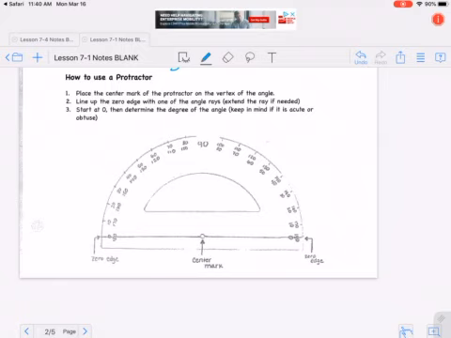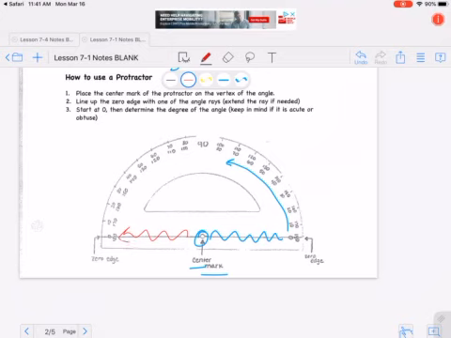If you were using a protractor and you knew how to use one, the first thing is you would place the center mark of the protractor on the vertex of the angle. So this is the center mark here. Then you would line up the 0 edge. So this here, where my squiggly line is, is your 0 edge with the ray, and then you would start at 0 and determine the degree of the angle. If you're starting to the right, you would use your inside numbers. If you went to your left as your 0 edge, then you would use the numbers on the outside. It just depends on how your angle is going.